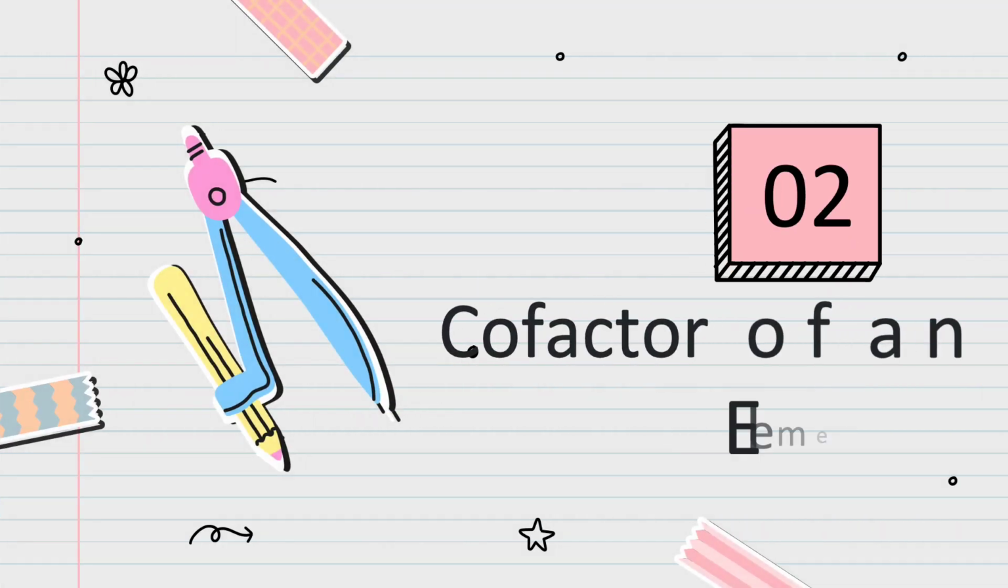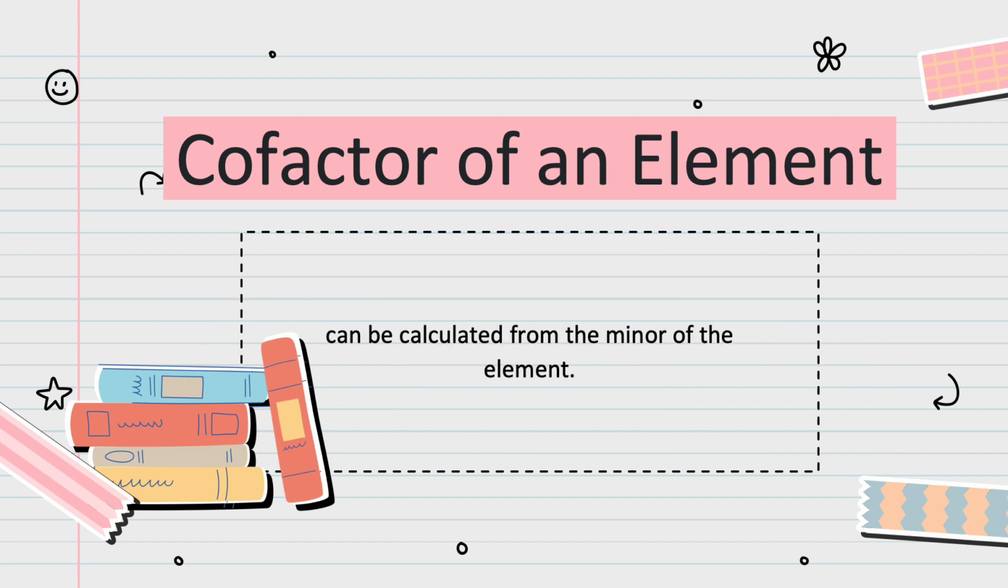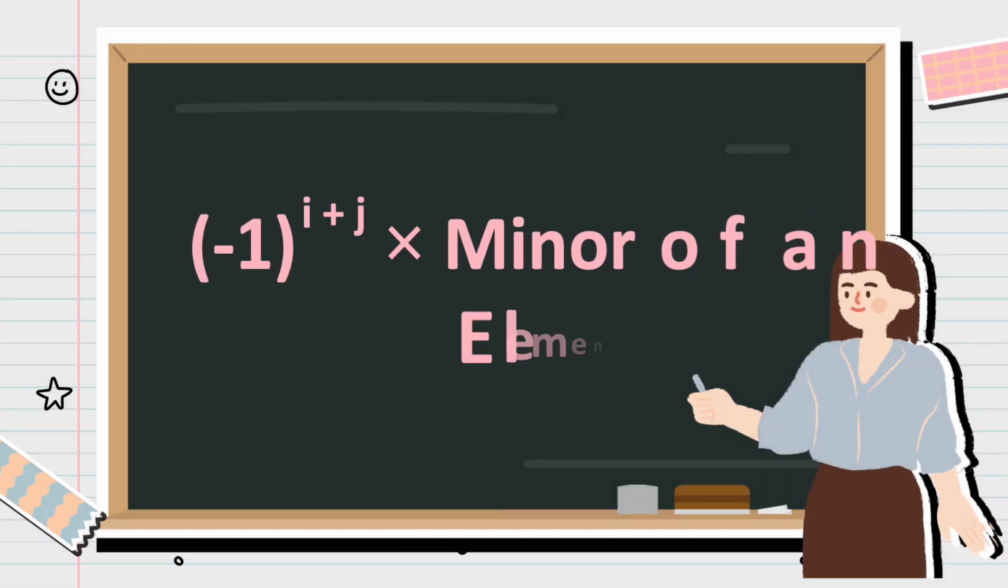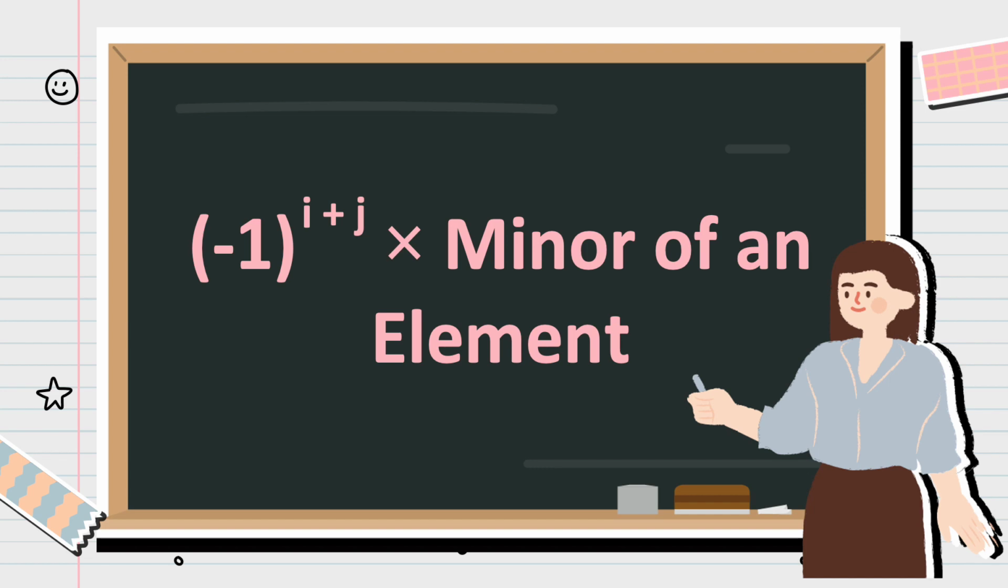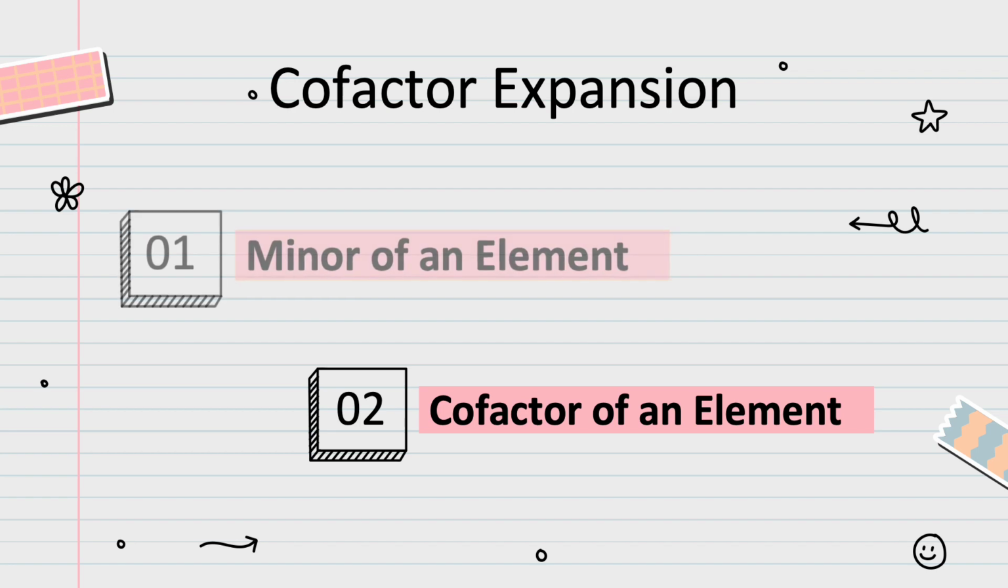So how about the cofactor of an element? The cofactor of an element, on the other hand, can be calculated from the minor of the element. Moreover, the cofactor of an element is equal to the product of the minor of the element and negative 1 to the power of the position values of the row and column of the element. To make it short, the cofactor of an element is equal to negative 1 raised to i plus j times the minor of the element.